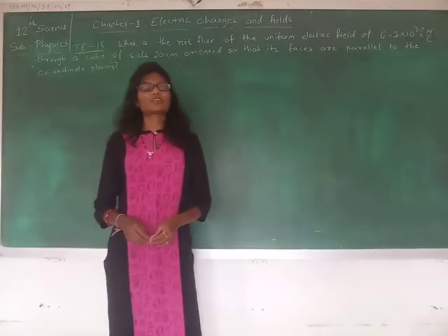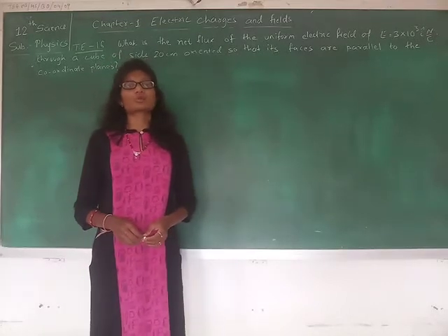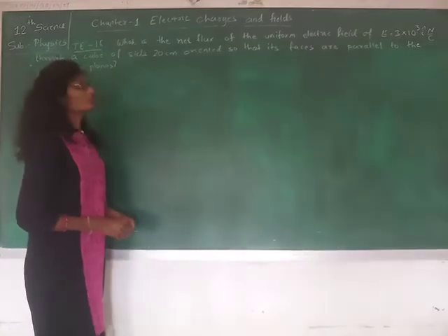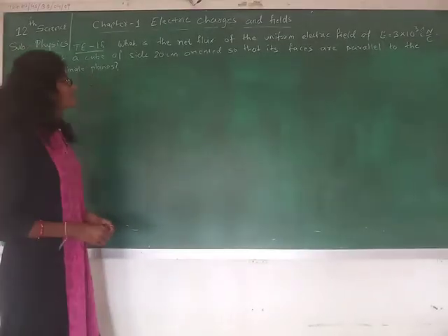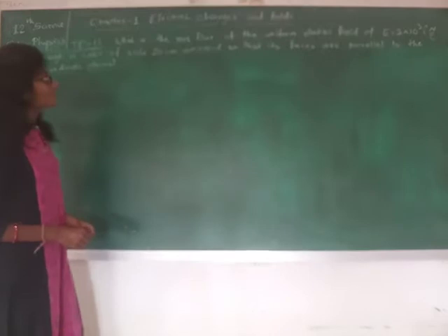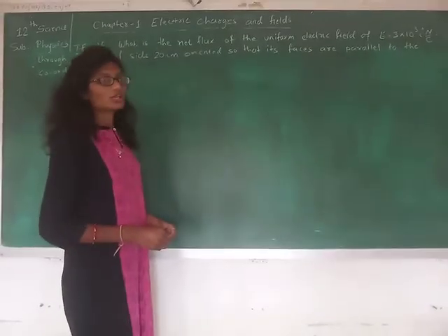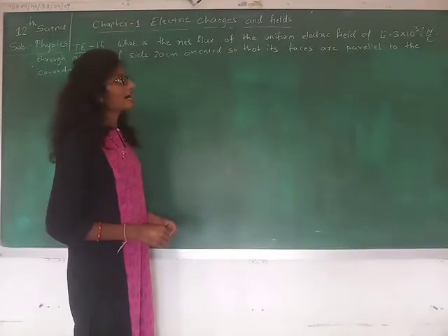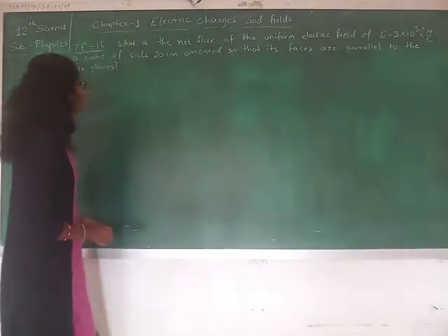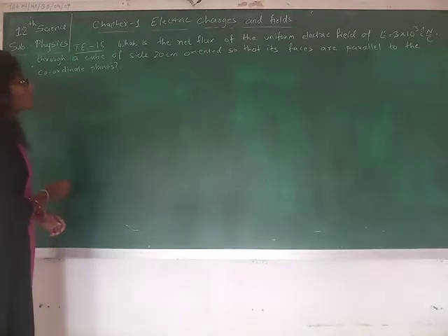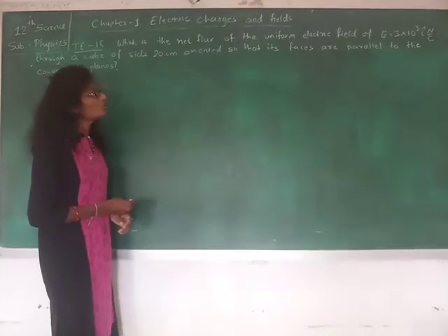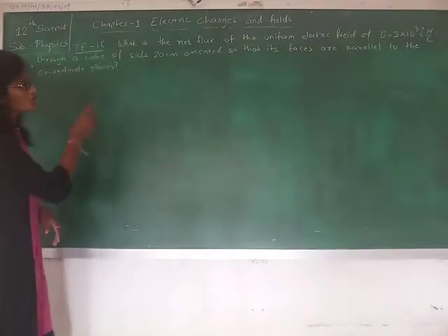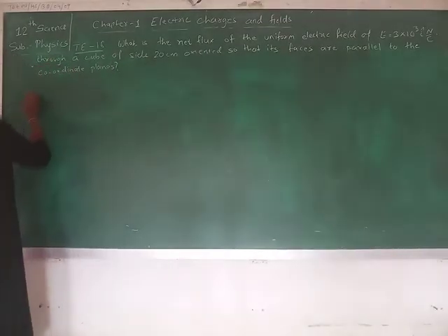In this video again we are going to solve some of the numericals of chapter number 1, that is electric charges and fields. So let us take the numerical number 16 of textual exercise. What is the net flux of the uniform electric field of E equals 3 into 10 raised to 3 i cap Newton per Coulomb through a cube of side 20 centimeter oriented so that its faces are parallel to the coordinate planes. So first of all, let us write the data what is given.